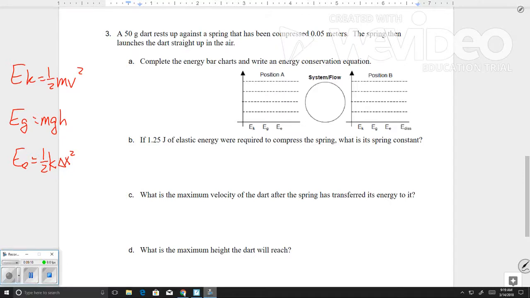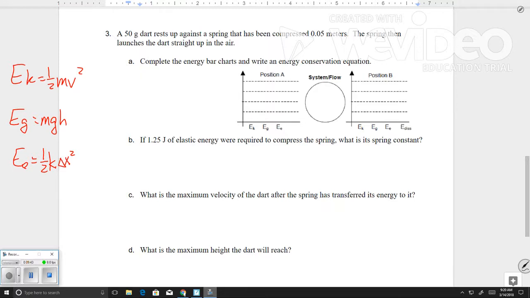Okay, problem 3. I went through and made things full screen, so we had menus here, so we can see a little more. I got a little more room to work. In problem 3, we have a 50-gram dart resting against a spring that's been compressed 0.05 meters. The spring then launches the dart straight up in the air. So we need a before and after situation here, and we need a conservation of energy equation.